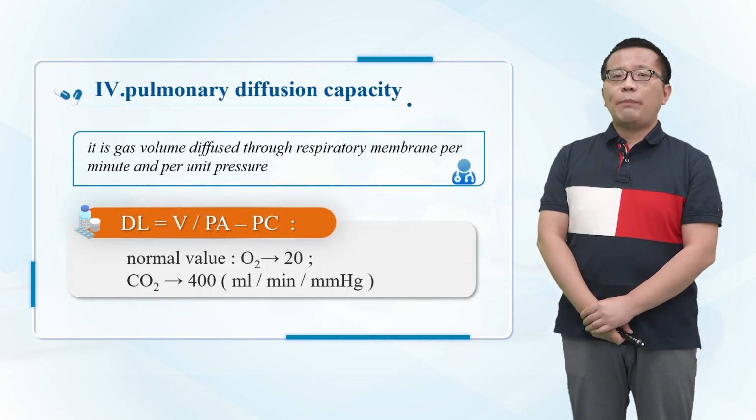Now we talk about pulmonary diffusing capacity. It is the gas volume diffusing through respiratory membranes per minute and per unit pressure. The normal value of oxygen is 20. The carbon dioxide is 400.